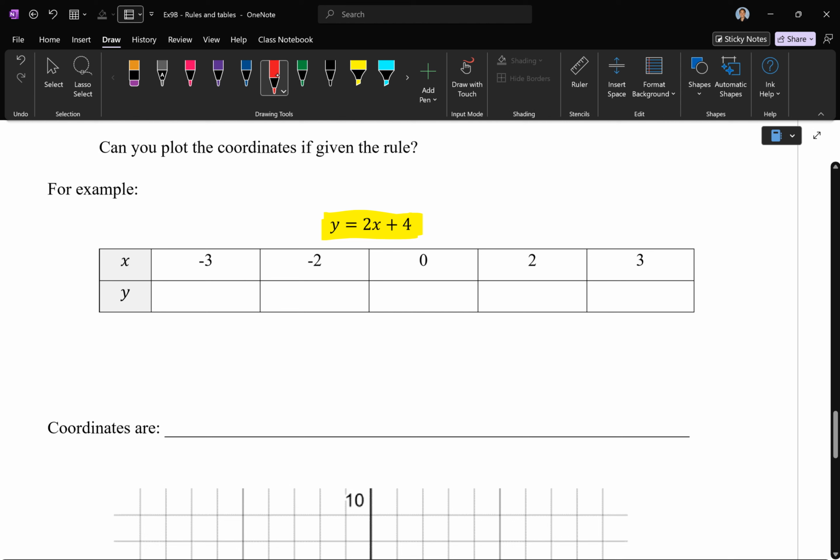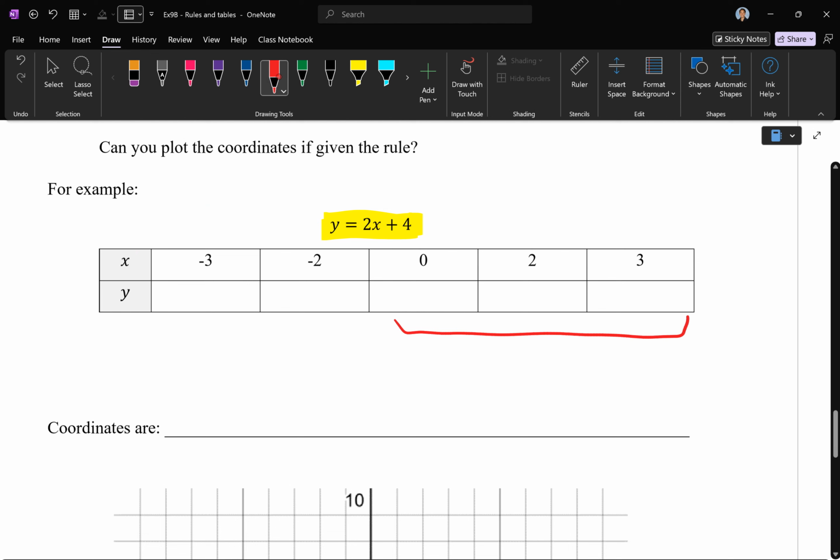Welcome back. We've got y equals 2x plus 4. I want you to fill out the table if you know this is the rule to find out your y coordinates for each one. What would the y coordinates be? Start off with the positive numbers first before you do the negative numbers.